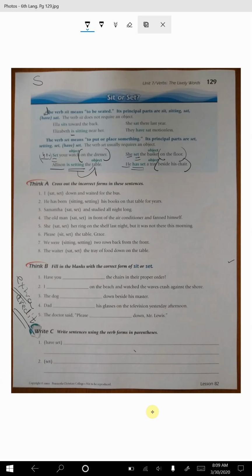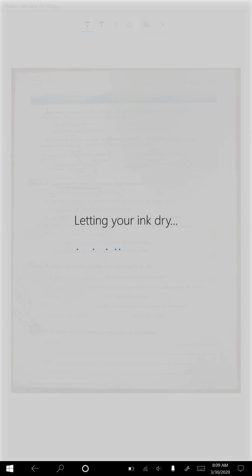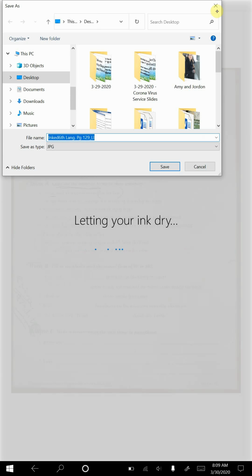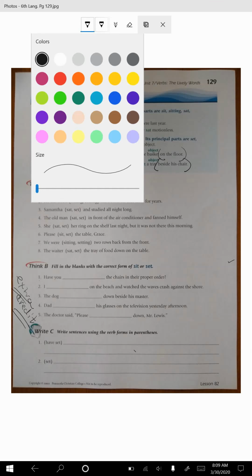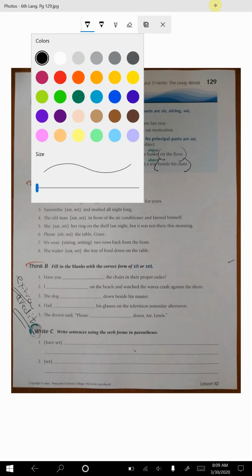I sat or sat down and waited for the bus. What's the prepositional phrase? We'll always do that. All right. Do you sat or sat down? Well, you sat down. Oh, I'm sorry, I'm not following the directions. Cross out the incorrect form. Oh, man. Wait a second. What did I want to do?